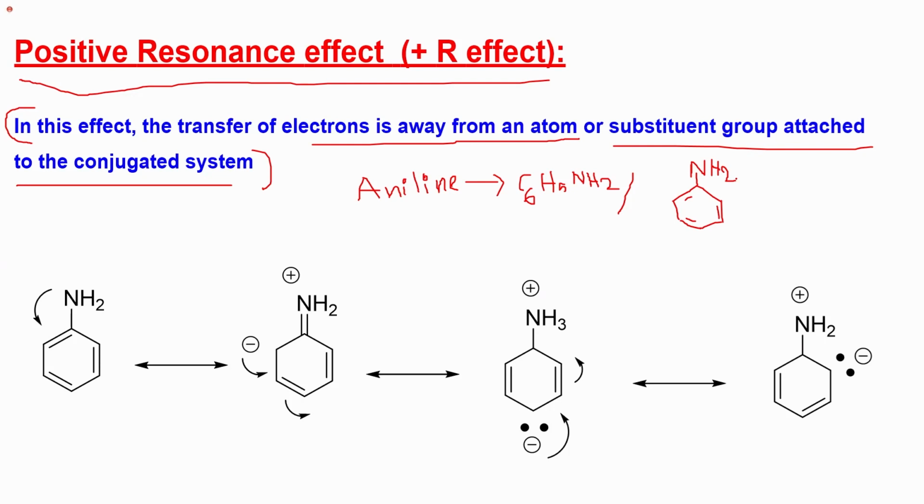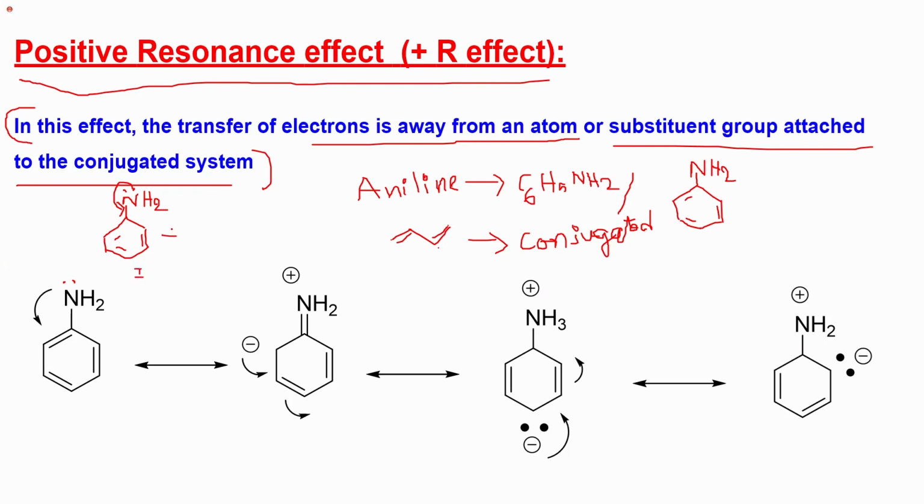Conjugated means there will be alternating double bonds. This is called alternating double bonds. Suppose CH2, CH2, so two double bonds with an alternating bond are there. That is called conjugated. Now let's say we have this NH2, and now it is going. First we'll draw this compound, then we'll go one by one. Okay, this is the first structure.